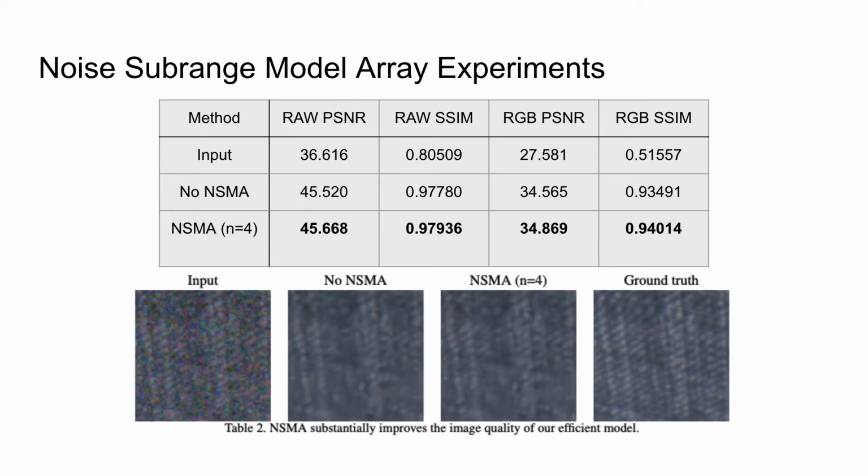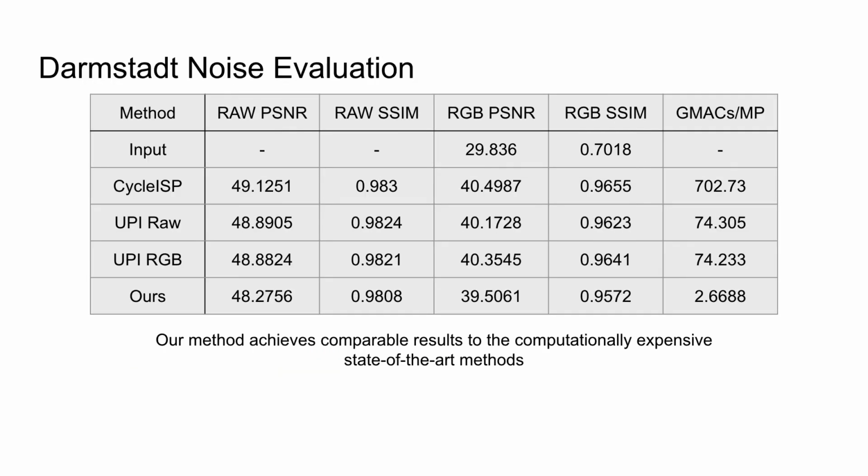The noise subrange model array leads to a very clear improvement in the traditional PSNR and SSIM metrics, and we've also visually confirmed that it yields better detail thanks to the overparameterization. We evaluate our method on a public benchmark, the Darmstadt noise evaluation, and we achieve very comparable metrics to prior state-of-the-art that is not applicable to mobile devices, such as Cycle ISP and unprocessing images for learned raw denoising. So our network achieves comparable results to Cycle ISP while using 250 times fewer MACs.